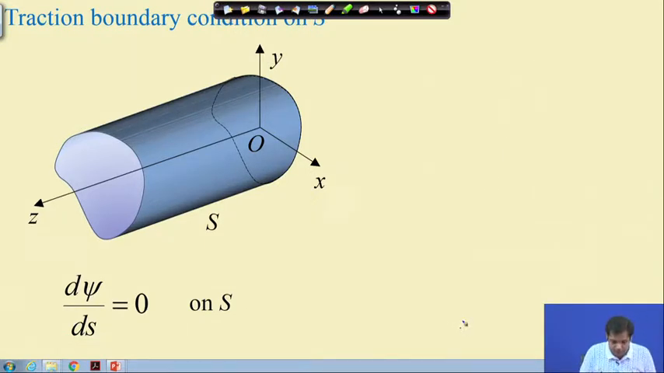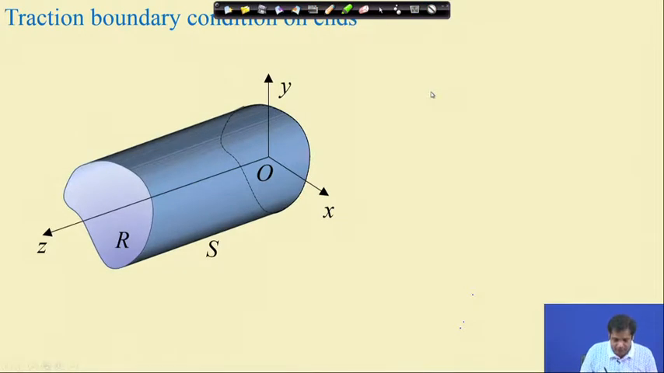Now let us apply the boundary condition on the two ends. If we apply the boundary condition on S, that boundary condition essentially reduces to a condition that d psi ds has to be equal to 0, or psi, which can be interpreted in this way: psi is a vanishing function on the surface. So this is the first boundary condition on the surface.